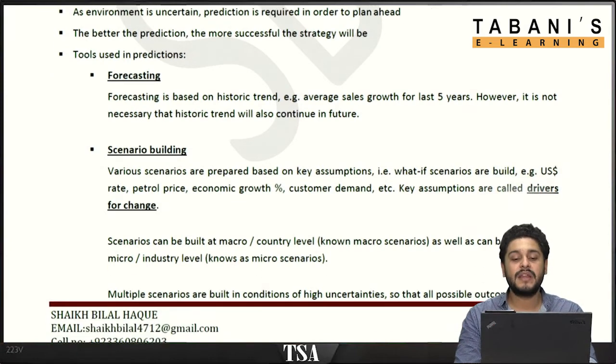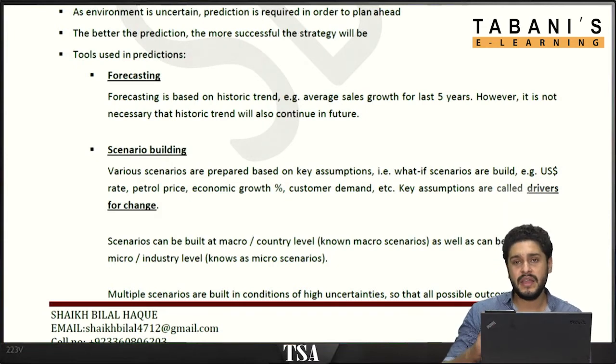Now, scenario building. Scenario means a what if scenario. And you must have studied this what if scenario in your previous studies, where it is known as expected values. There are drivers for change. Various scenarios are prepared based on assumptions. That is the what if scenario.